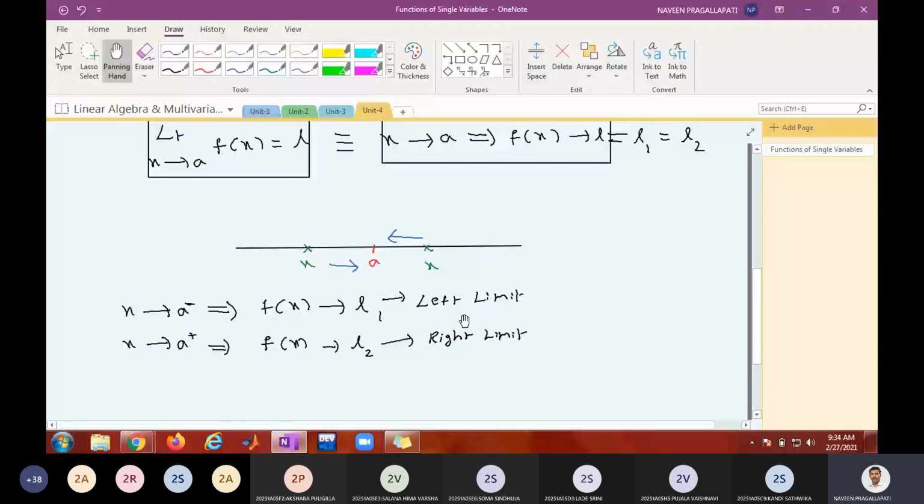First of all, L1 may not exist. In order to have a limit, L1 should exist, L2 should exist, and L1 must be equal to L2. When the limit does not exist, if any one of the conditions fails, that means the left limit does not exist, then the limit does not exist. Or the right limit does not exist, then the limit does not exist. Or both exist but are not equal.